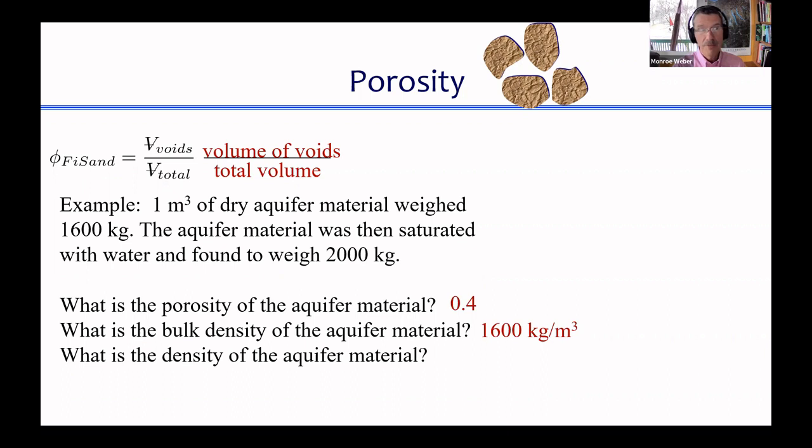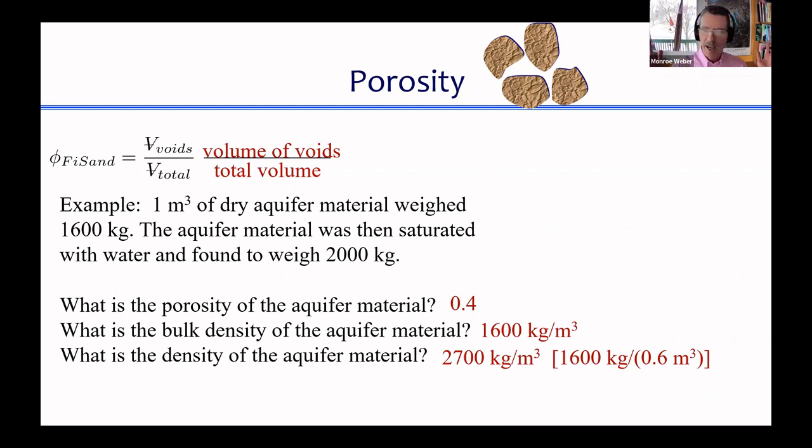We had 0.4 cubic meters of pores. So we have 0.6 cubic meters of sand. And we also know how much those 0.6 cubic meters of sand massed, what their weight was. It was 1,600 kilograms. So if we take those 1,600 kilograms and divide it by 0.6, the actual real volume of the sand grains, we get 2,700 kilograms per cubic meter.